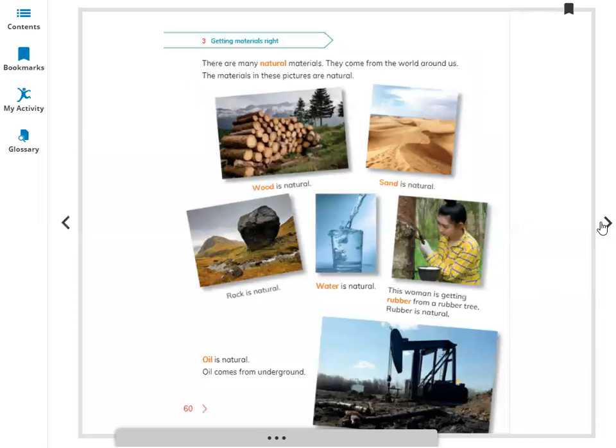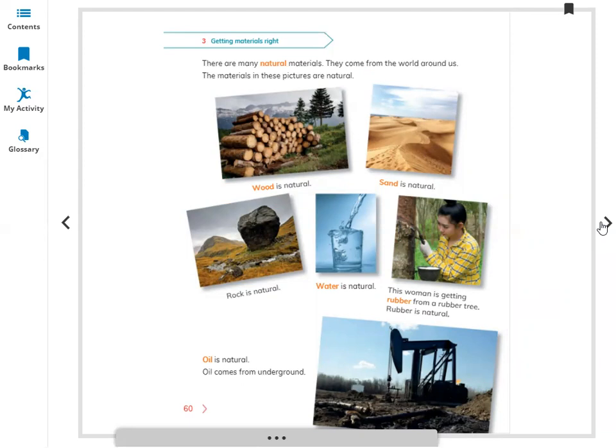There are many natural materials. They come from the world around us. The materials in these pictures are natural. Wood is natural. Sand is natural. Rock is natural. Water is natural. These four things are natural: wood, sand, rock, and water.